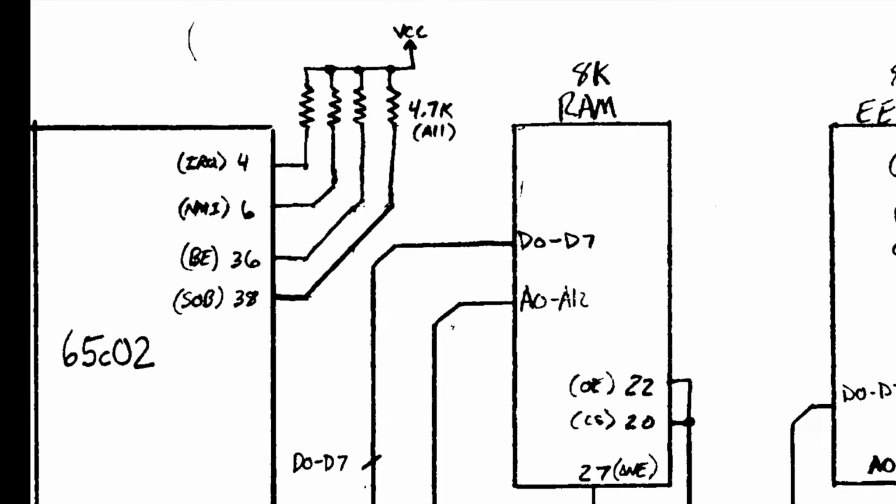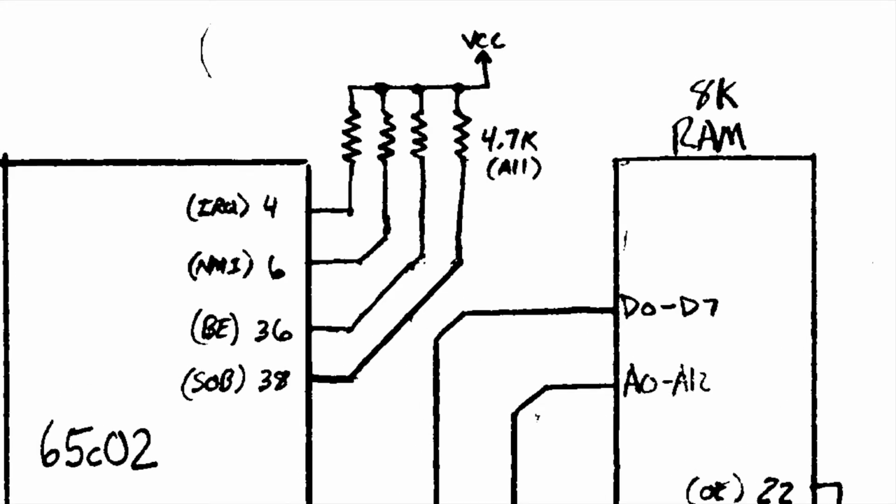On the 6502, I have tied the IRQ, NMI, bus enable and set overflow pins to VCC through 4.7K resistors. That way they don't trigger any miscellaneous interrupts from floating, and also to enable the buses on the processor and to prevent the overflow flag from spontaneously flipping.